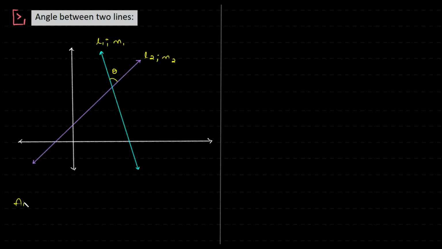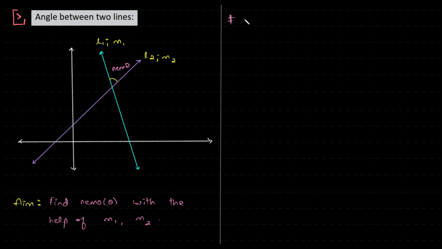So the aim of this topic is finding Nemo. If I call theta as Nemo, we can call that Nemo. Let's do that. Finding Nemo, represented with theta, with the help of M1 and M2, where M1 and M2 are the slopes of the lines. Okay, so that's the basic funda.